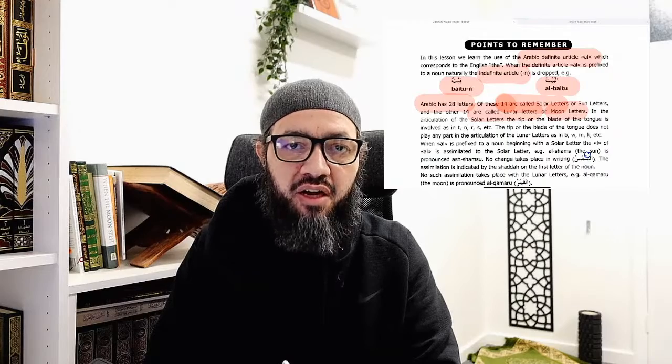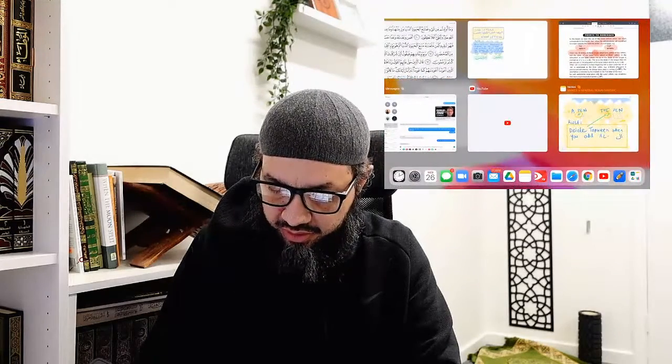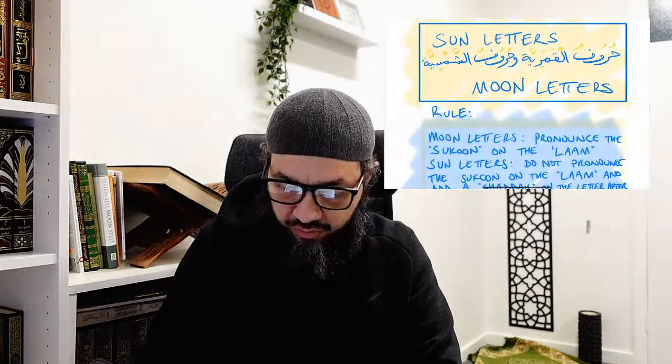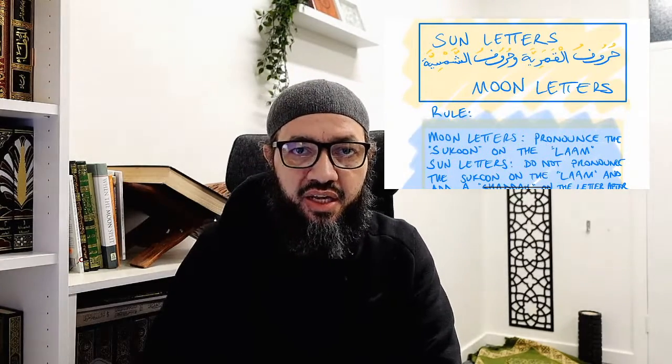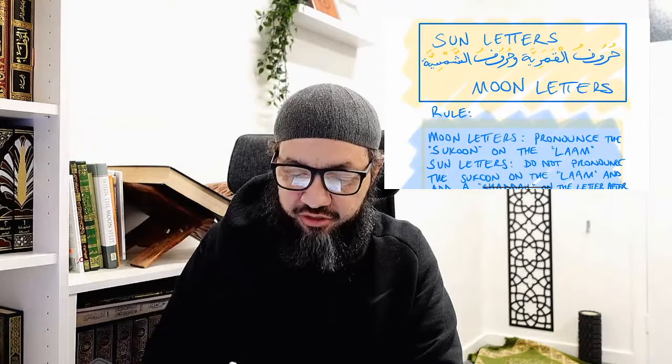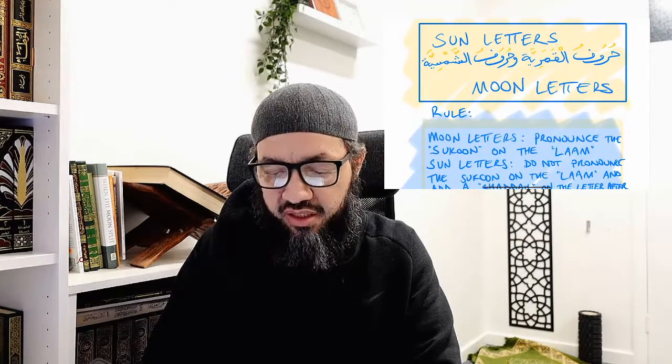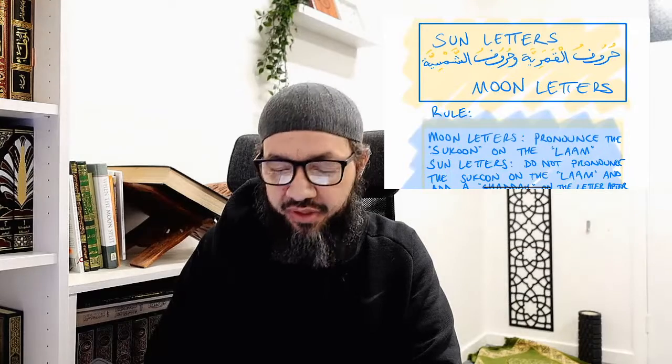And when you have a word that begins with a shams letter, these 14 letters, which you pronounce using the tip of your tongue, ash, right? You don't pronounce the lam, and you put a shadda on top of the letter that comes after the lam. Let's have a quick look at an example of that. Here, you can see there are sun letters and moon letters. In Arabic, that's called huruf al-qamariyya wa huruf al-shamsiyya.